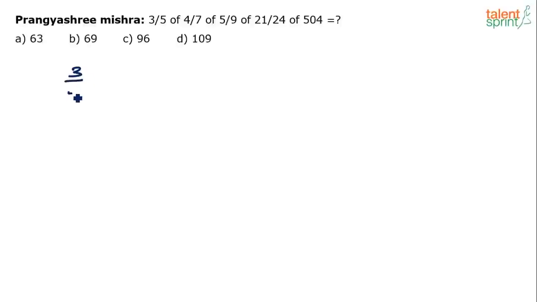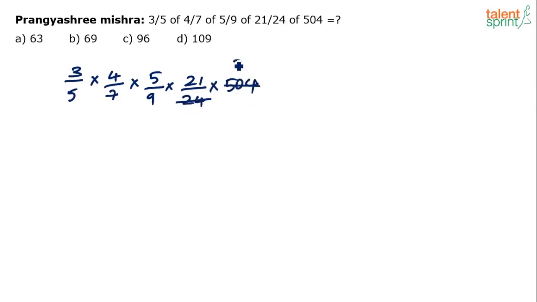Now you have to look at the options and decide which is the closest possible answer there. 3 by 5 times 4 by 7 times 5 by 9 times 21 by 24 times 504. I know that 24 here goes 21 times, right? 504 is not 504. It is 480 plus 24. See, split and merge again. So 480 by 24 is 20. 24 by 24 is 1. 20 plus 1, 21. Right? 5 and 5 anyway gets cancelled.